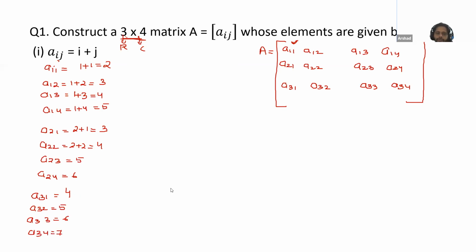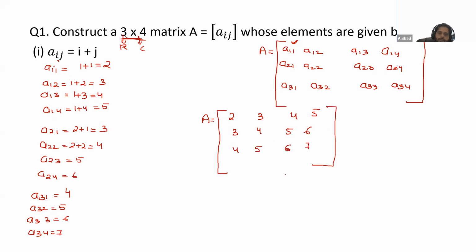Okay, I hope everyone understood this. This is a very simple concept. So now you just need to mention all these elements here. So this is 2, 3, 4, 5. Next is 3, 4, 5, and 6. Next is 4, 5, 6, and 7. This is clear?